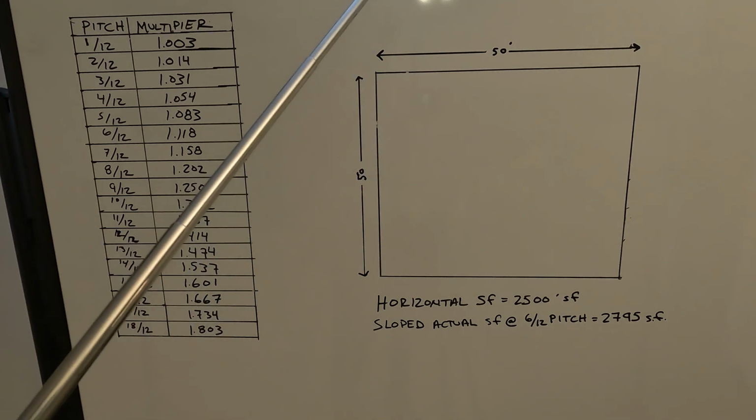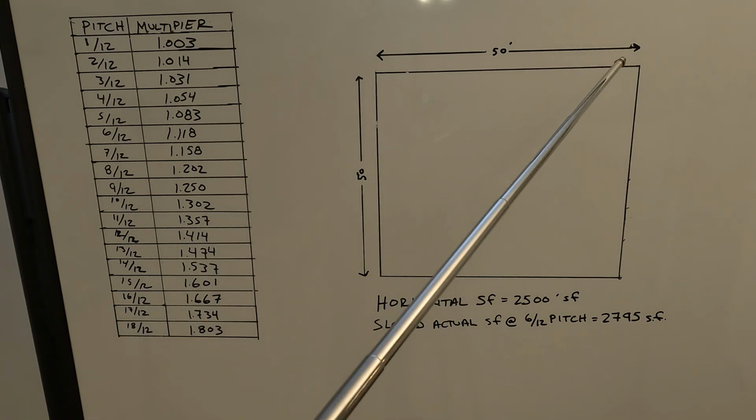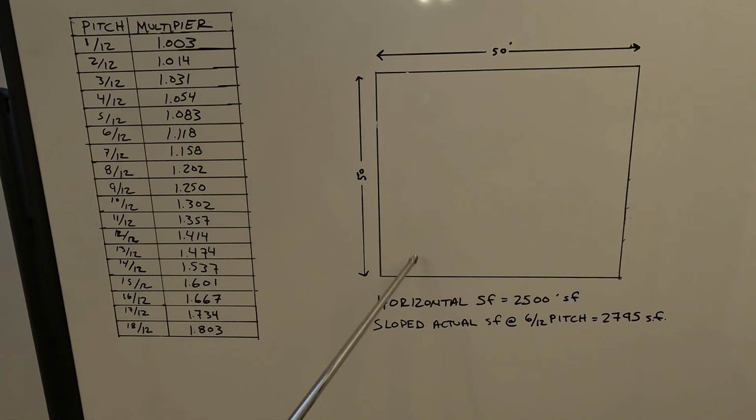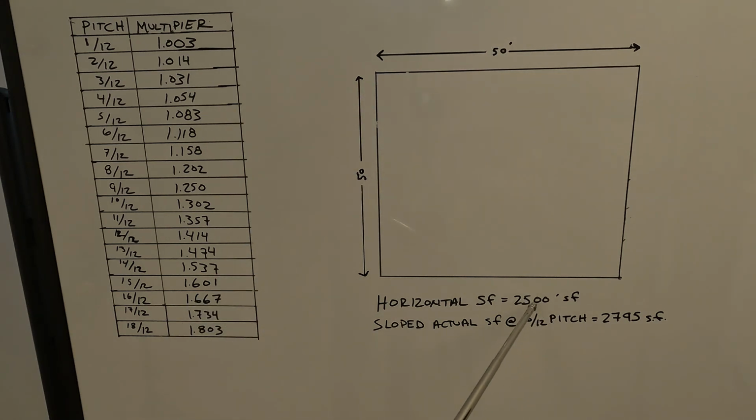So if we were just to come up with the square footage from Google Earth, we would measure each side, say, okay, one side's 50, the other side's 50. All you would do to get the horizontal square footage, which you're not gonna want if you're ordering materials, but if you wanted to get it, you would just multiply 50 by 50, and you would get 2,500 square feet. But if we're ordering materials and we want to know the actual square footage of our roof, the sloped actual square footage at a 6/12 pitch that we determined.